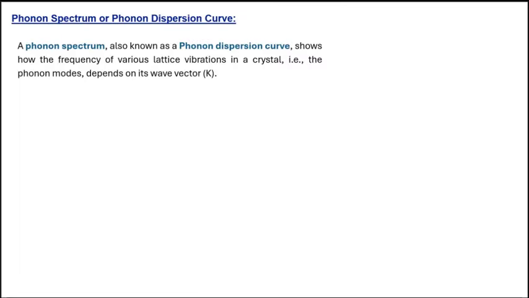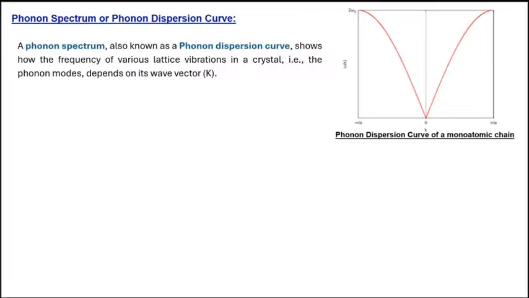Normally, the phonon dispersion curve of a material is very complex, and that is why it is customary to introduce this topic by using a very simple system. If you remember, in our earlier lectures, we have derived the phonon dispersion relation for a very simple system, that is a linear monoatomic chain of atoms, and that too restricted to longitudinal vibrations. This is the phonon dispersion curve of a monoatomic linear chain of atoms restricted to longitudinal vibrations.